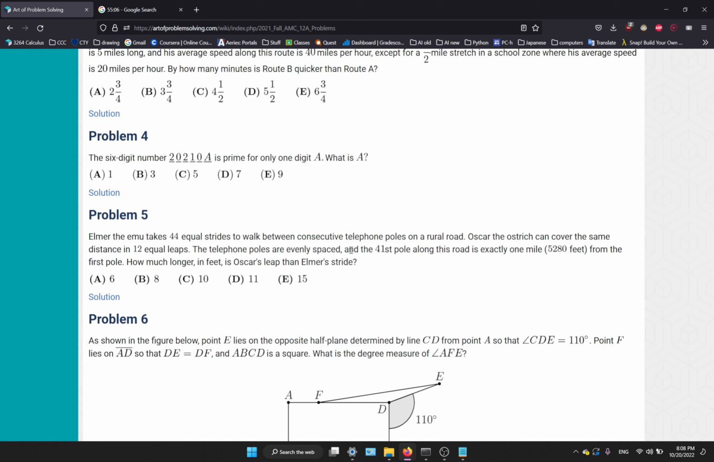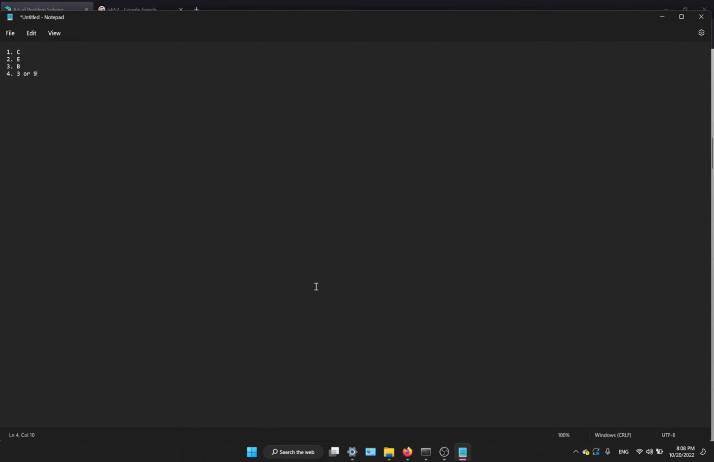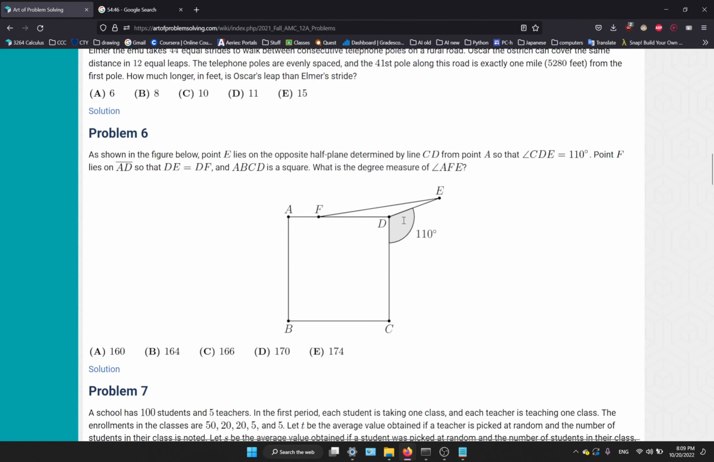That's Elmer. And how much is Oscar? 132 divided by 12. That's 11, right? Yeah. 11 feet. What's 11 minus 3? 8. Okay, so light work. 5B. I understand how that happened, definitely.